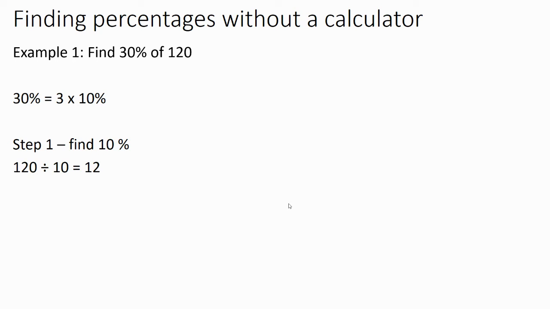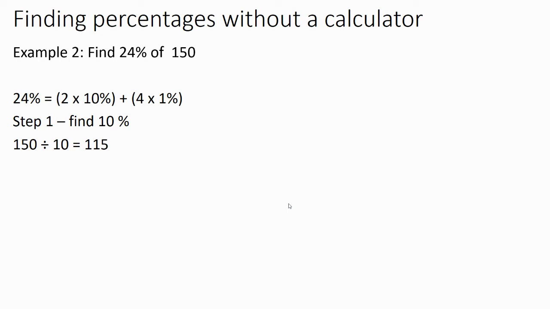Well, we know that 30% is the same as 3 lots of 10%. So if we find 10% first, by dividing the value by 10, so 120 divided by 10 is 12, and then we can times 12 by 3 to get 3 lots of that 10% to give us our 30% that we wanted. 3 lots of 12 is 36, so 30% of 120 is 36. Let's have a look at another example.